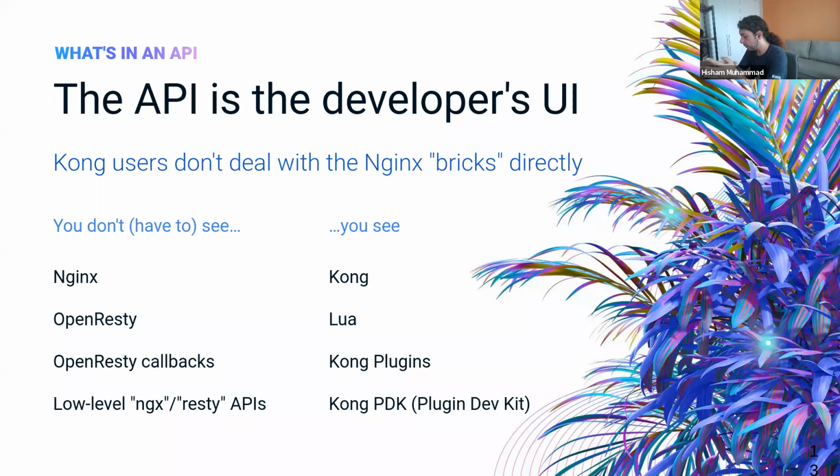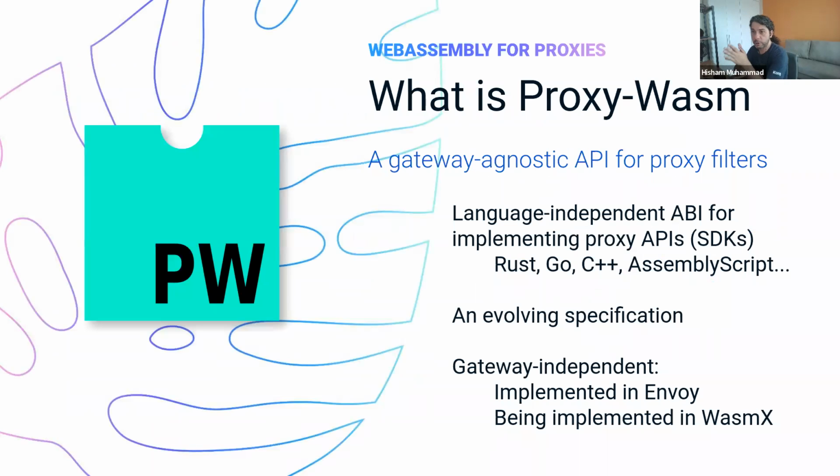So with that in mind, when we progress into the WebAssembly context, we will need to think, okay, what will be exposed, what will be available for a programmer to use when developing a WebAssembly extension. So that is Proxy-Wasm. Just like WebAssembly is an application agnostic, implementation agnostic definition of a virtual machine for running this file format, Proxy-Wasm is a gateway agnostic API for proxy filters of different kinds.